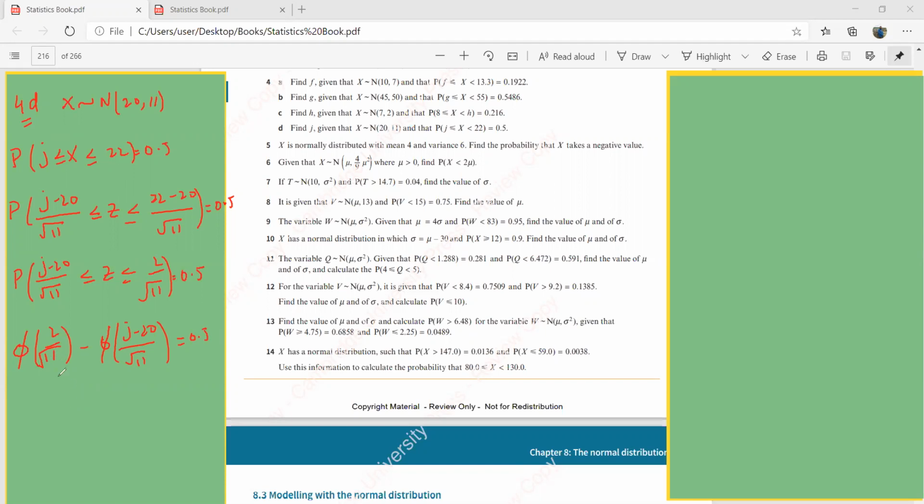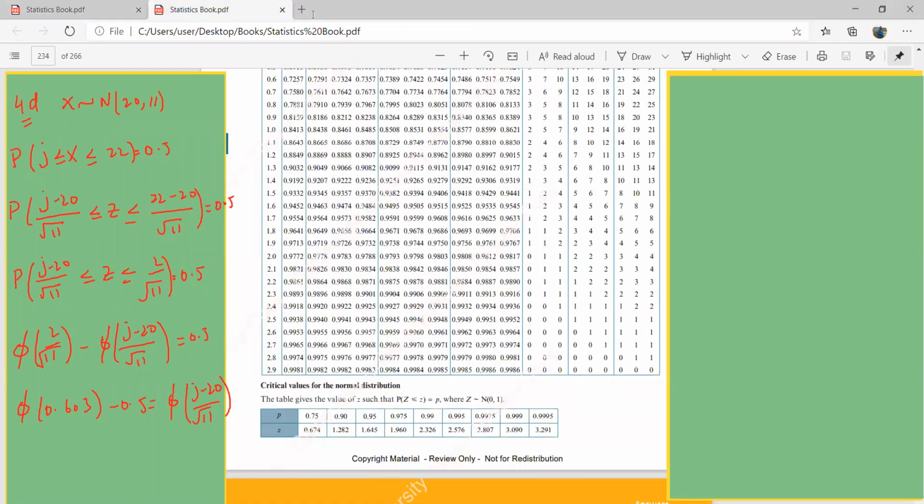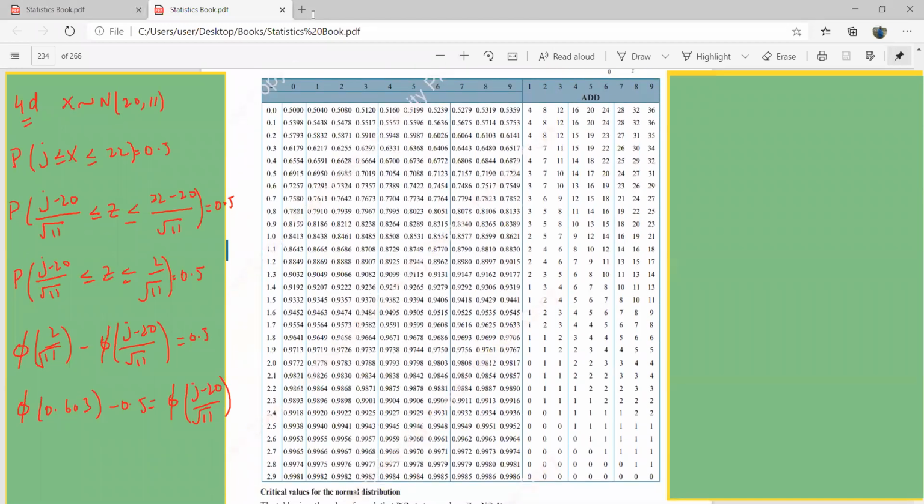So this phi of 2 over under root 11, that is 0.603. So phi of 0.603 minus 0.5 is equal to, I'm taking this to the other side, phi of J minus 20 over under root 11. Let's see what is phi of 0.603. We have here 0.60 and then 3, it is here. So this and this, that is 0.7267.